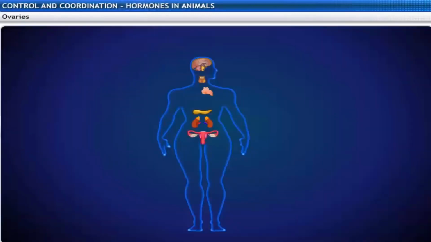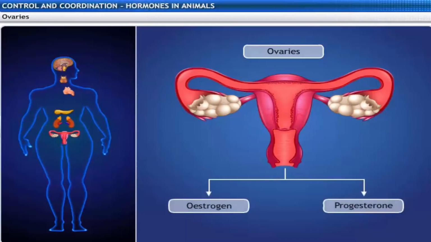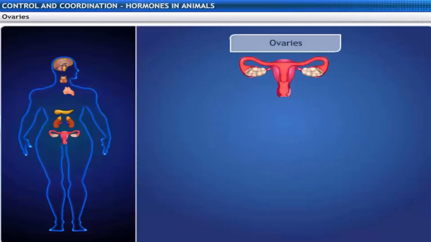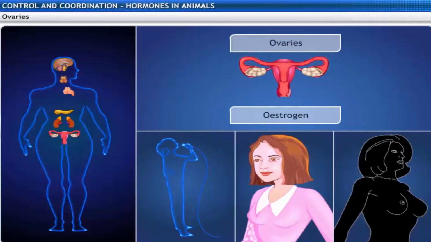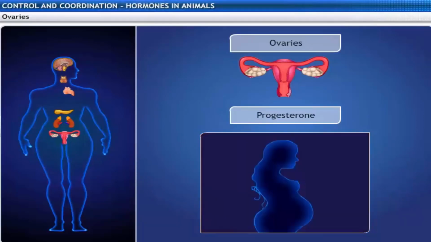A pair of ovaries is the female sex organ that lies in the abdominal cavity. They produce two hormones, namely estrogen and progesterone. Estrogen controls the changes that occur during puberty, like a feminine voice, soft skin, and mammary glands. Progesterone controls the uterine changes in the menstrual cycle and helps in the maintenance of pregnancy.